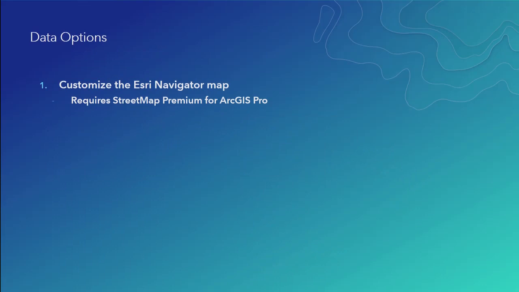So that whole demonstration we just saw, that was customizing the Esri Navigator map using StreetMap Premium for ArcGIS Pro. If you need to do what we just saw, plus this added capability of routing seamlessly between streets that you manage and maintain and the Esri street network, you need to access and start with StreetMap Premium Custom Roads.